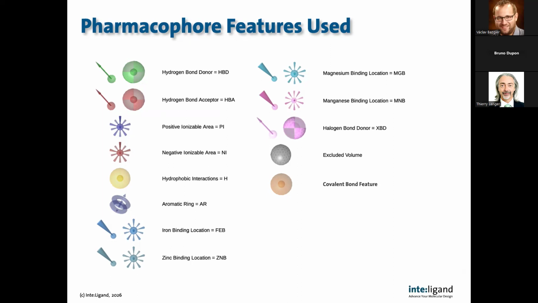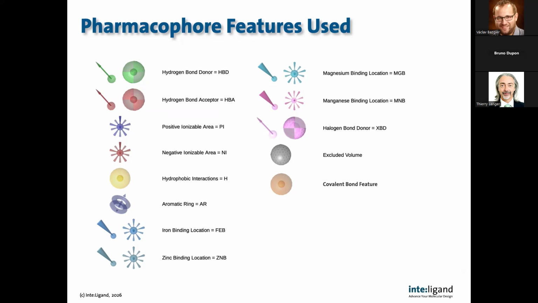We have positive ionizable and negative ionizable. So a carboxylic acid, for instance, or a tetrazole, C-substituted tetrazole, will be recognized as a negative ionizable feature, also if it's not charged. So you avoid having to prepare your ligands, because irrespective of the protonation state, it will be recognized as a negative ionizable, or as a positive ionizable for amines, for instance.